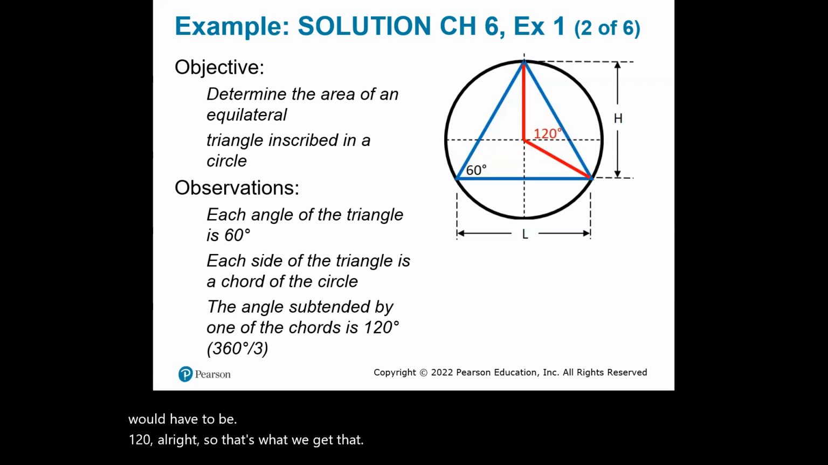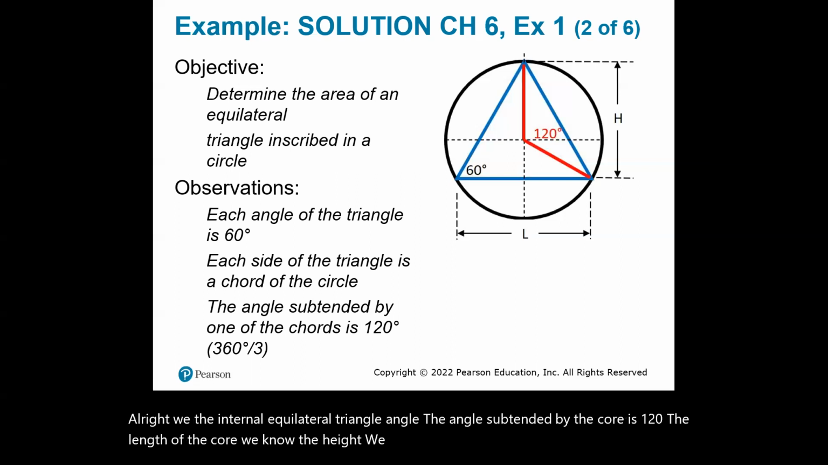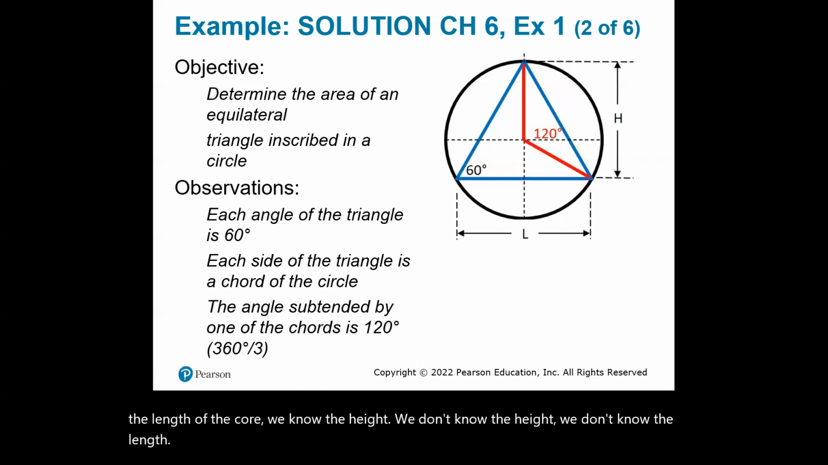Now, we know the diameter is 50 centimeters, so we know the radius. We know the internal equilateral triangle angle. We know the angle subtended by the chord is 120. We know the length of the chord? We don't know the height. We don't know the length. And we're looking for the area.